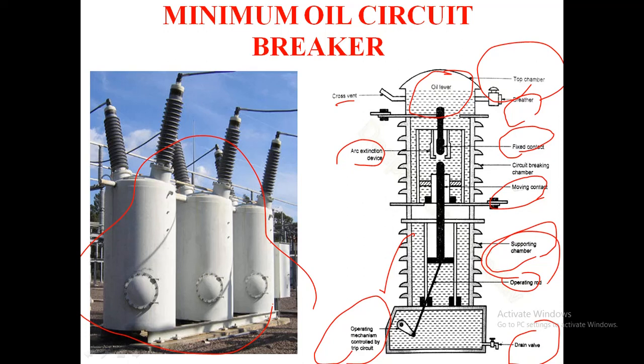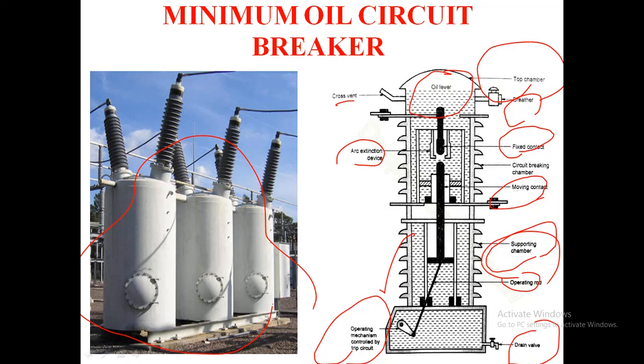Coming to the operation of this circuit breaker, when it is in normal operating condition, the moving contact and fixed contact will be in an engaged position. During the abnormal condition, the moving contact will be pulled down by the tripping springs. With the separation of contacts, the arc will be struck between them. The energy in the arc will cause vaporization, so that it will produce gases at high pressure.